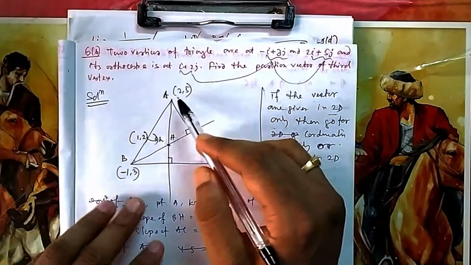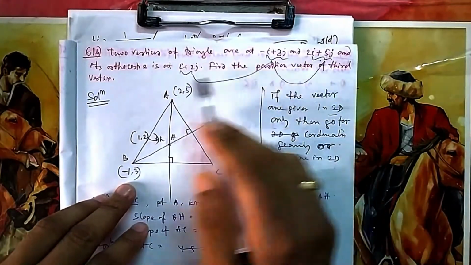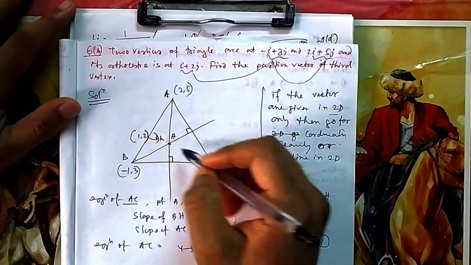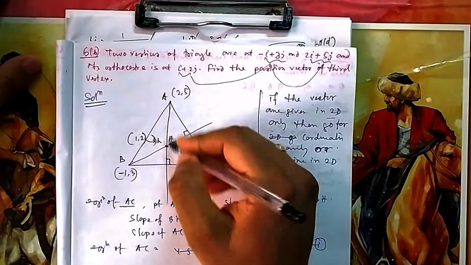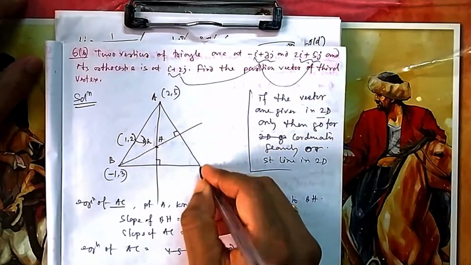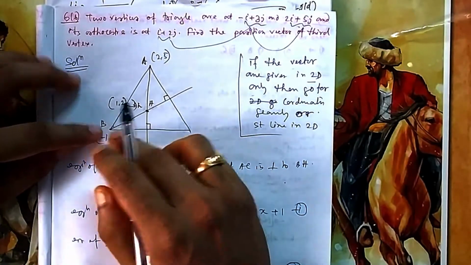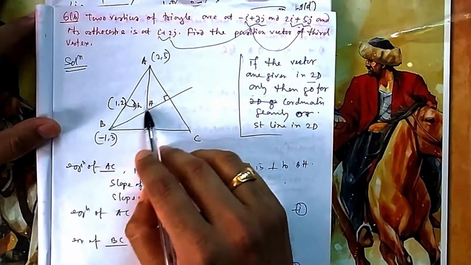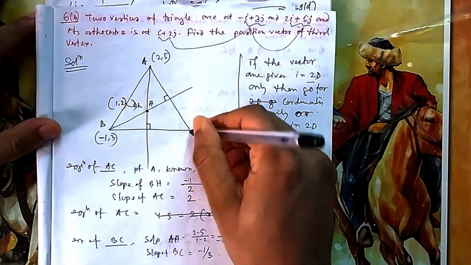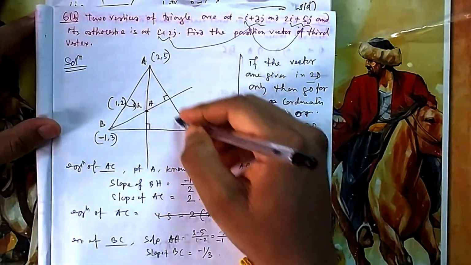Now suppose the coordinates of A and B are given, and the coordinates of the orthocenter are given. Orthocenter means the point where all the perpendicular lines meet, which is nothing but the intersecting point of all altitudes. You want to find the third vertex. Because this point is given, you can find the slope. If I know this line and this line, and I solve these two lines, I can get this point. So how to get this line?